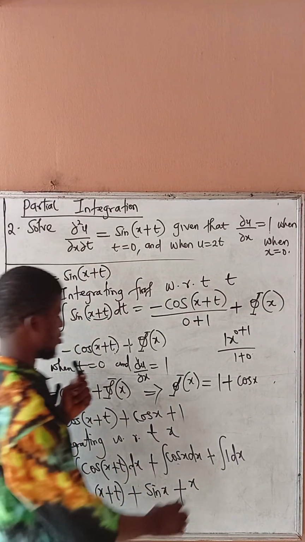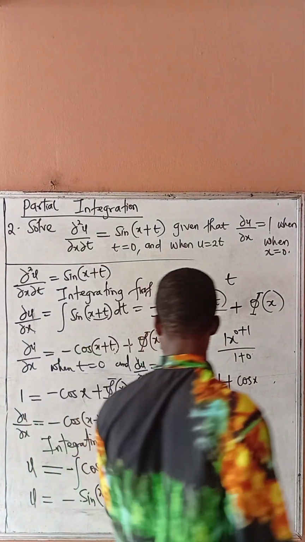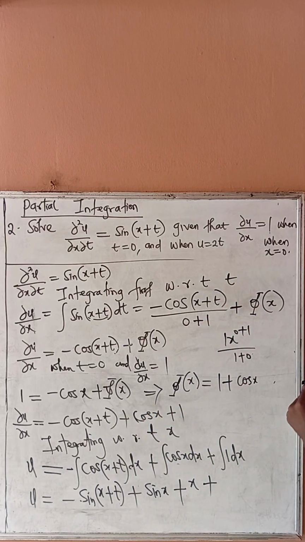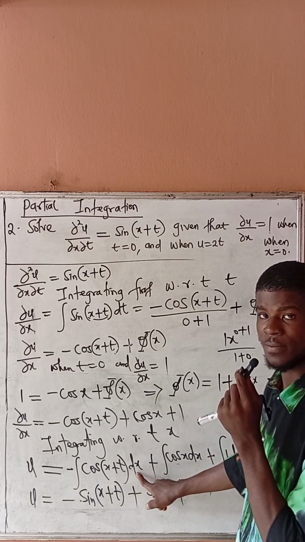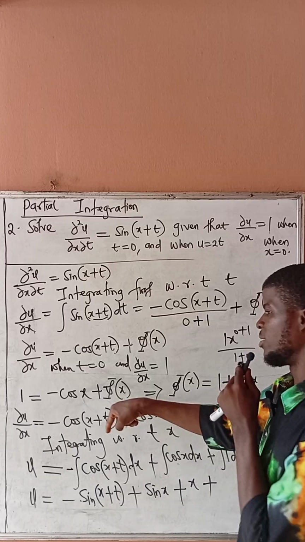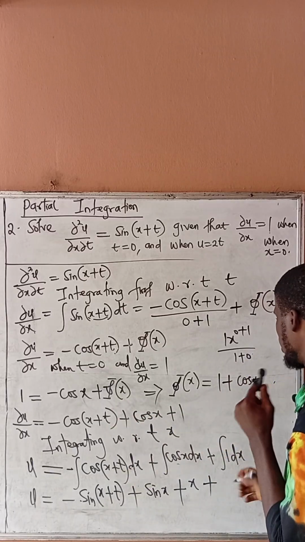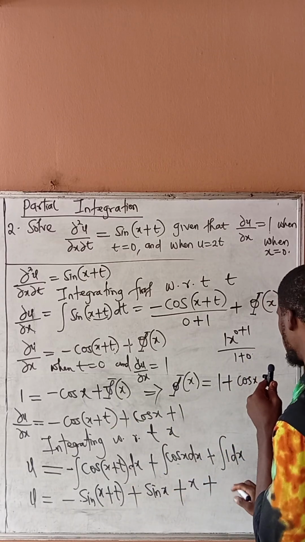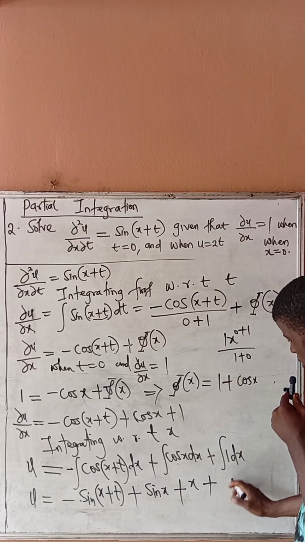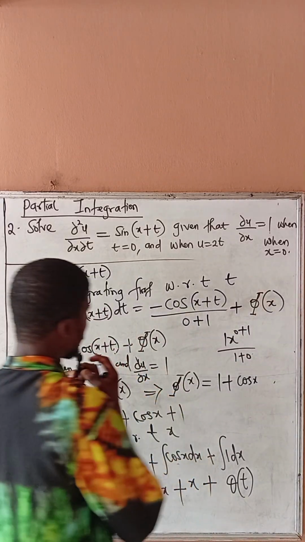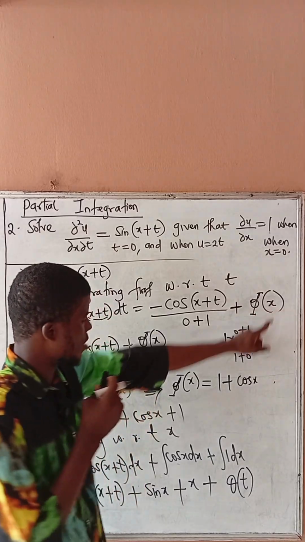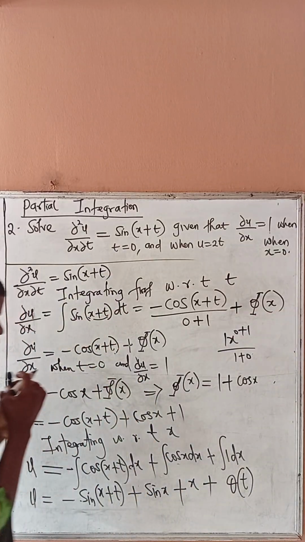So we now add something to it. What am I going to add? Will it be a function of x or a function of t? We are integrating with respect to x. We considered t a constant. So I'm going to write a function of t. Let's say theta of t. I added phi of x in the first case. I'm using theta of t now.